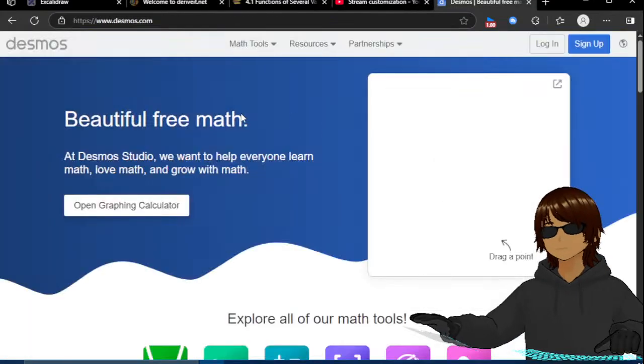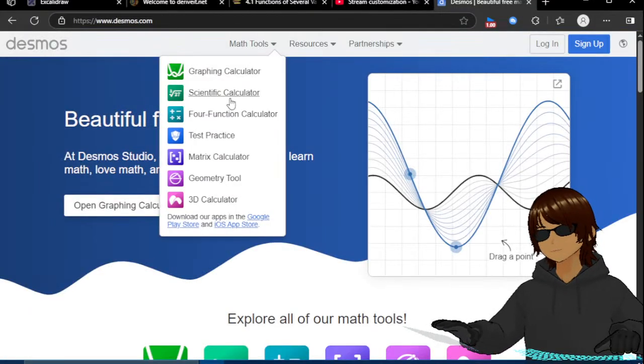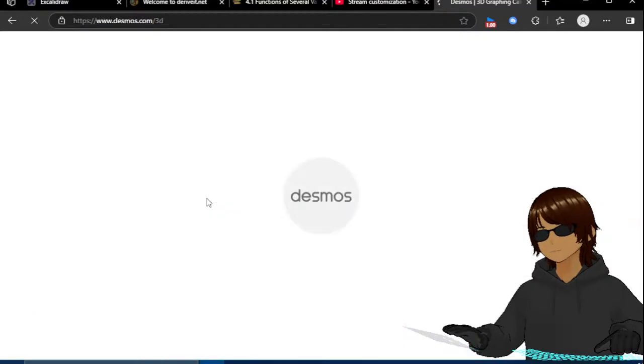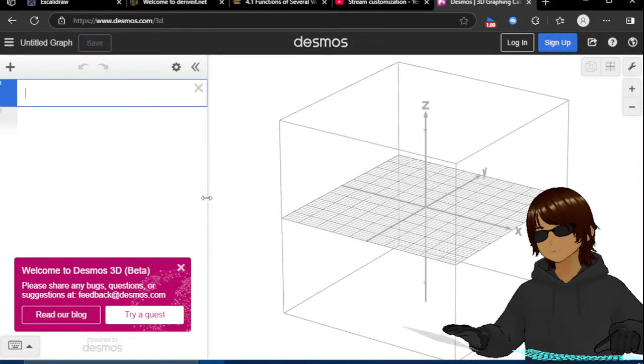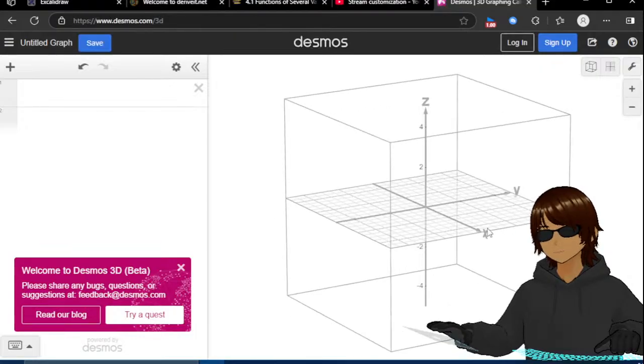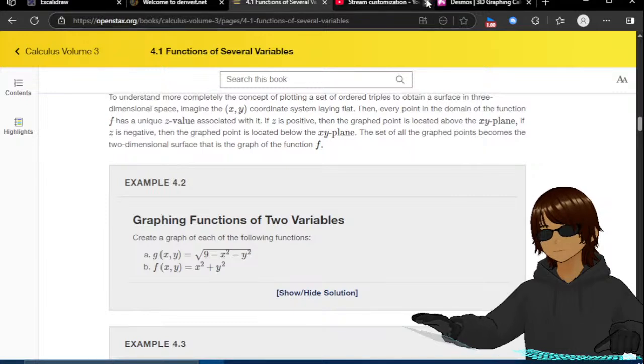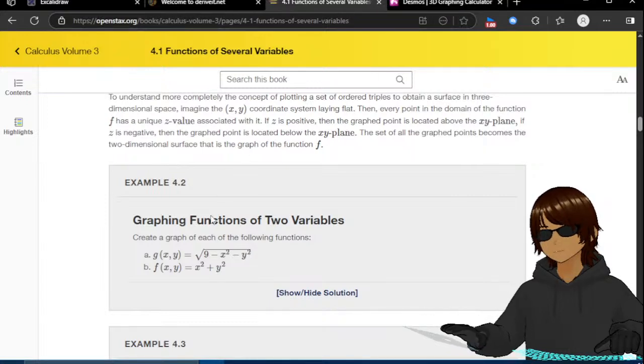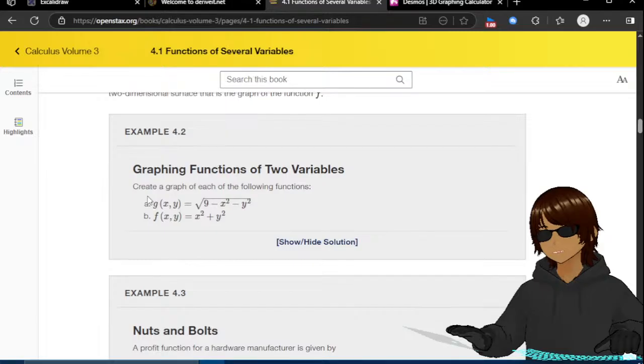Doesn't Desmos have like a 3D graph? Yeah, it does. Let's see. So x, y will be the independent variables, z will be the output.